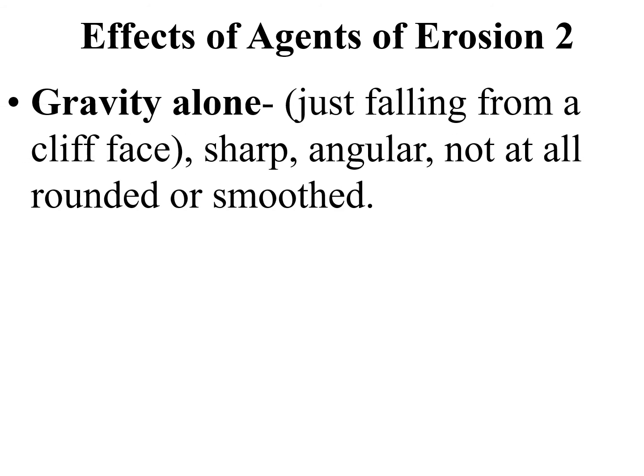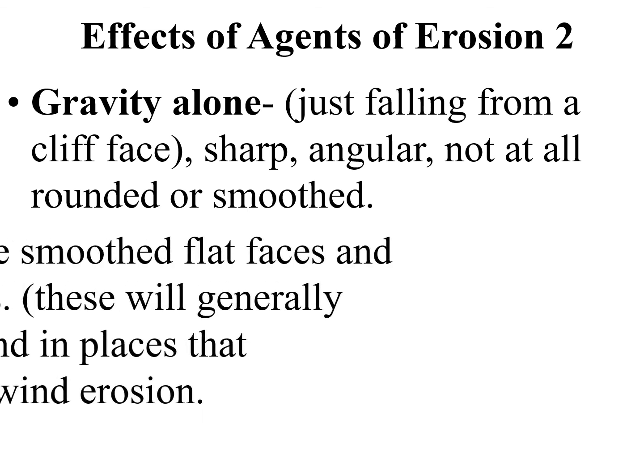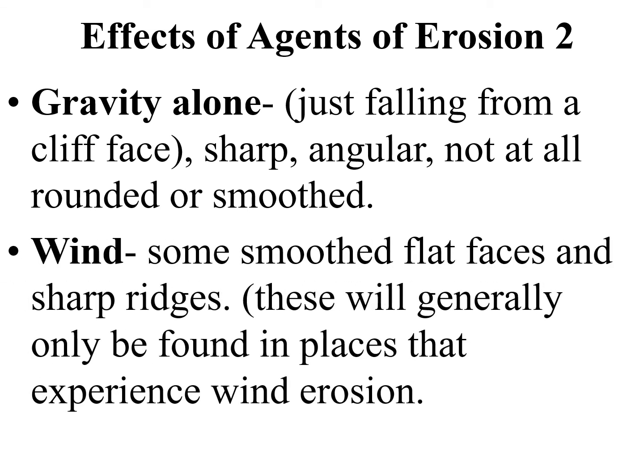Gravity alone, that's going to be really sharp and angular. You don't see any rounding or smoothing. Wind. Wind is the oddest of all because one side that was exposed to the wind gets all nice and smooth, and you turn the rock over and it's all very rough underneath it. So that would be an example of wind erosion.